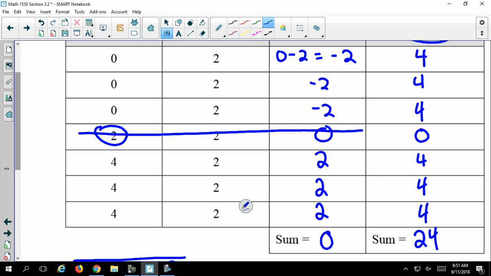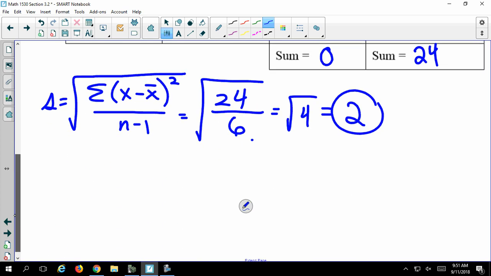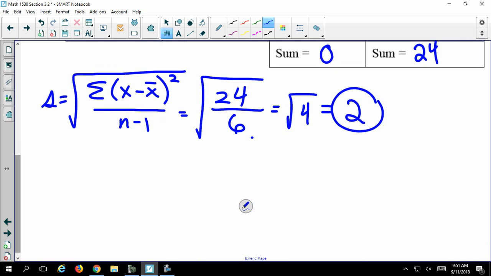And then since we squared all these, we have to take the square root at the end. So that's why we do the square root at the end. The square is to get rid of the negatives, and the square root at the end is to back that out, to go backwards. And that is sample standard deviation.